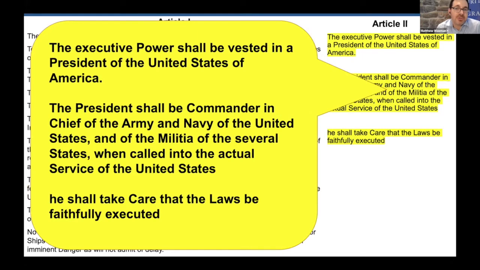The executive power shall be vested in the President of the United States. The President shall be Commander-in-Chief, and he shall take care that the laws be faithfully executed. Here's where the President's war powers are, and note that only the middle one, the president shall be commander-in-chief of the Army and Navy of the United States and the militia when called into service of the United States.